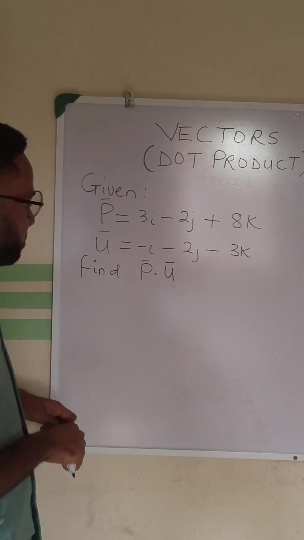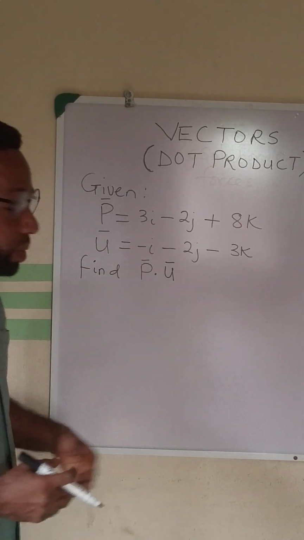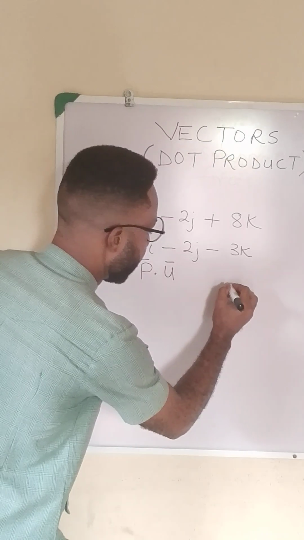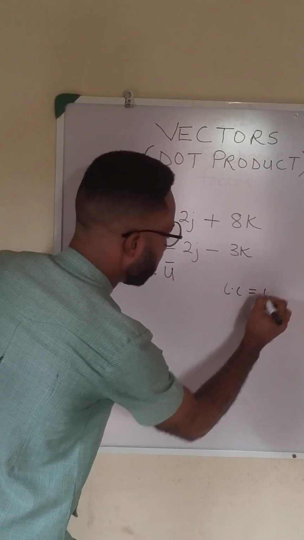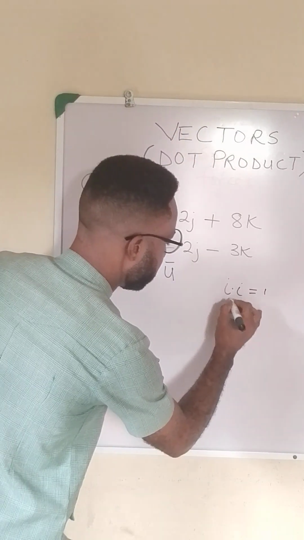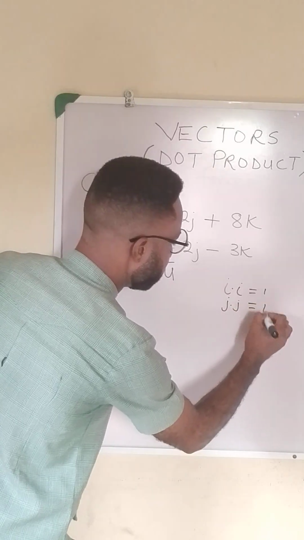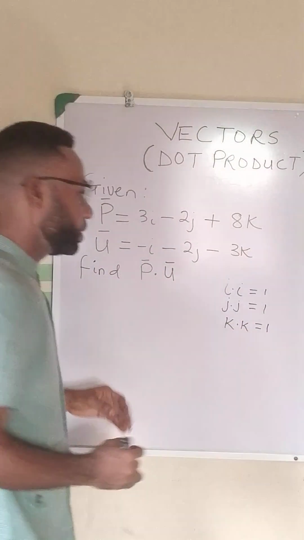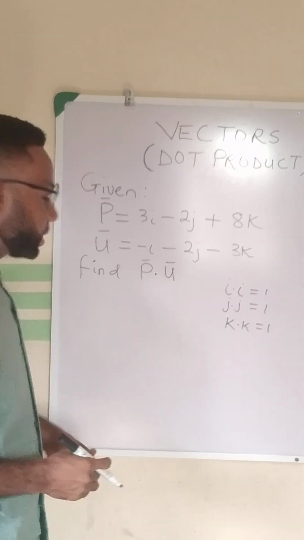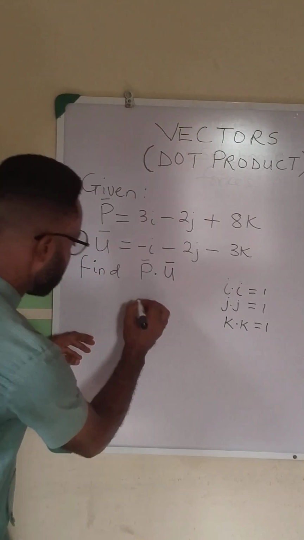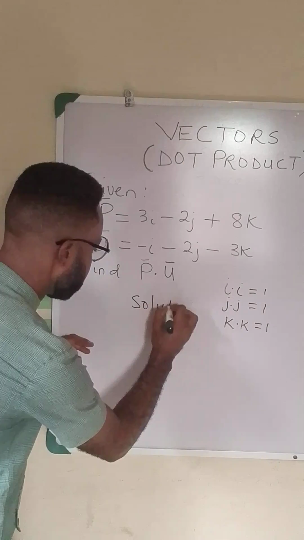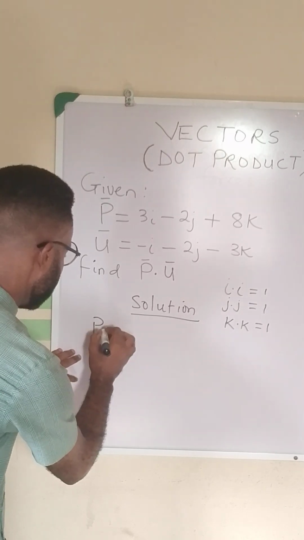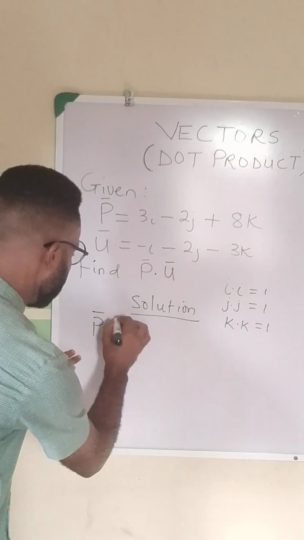And so before we determine this, we have to understand this basic rule of vectors, or dot product, that i dot i is equal to 1, j dot j is equal to 1, and k dot k is equal to 1. So bearing this in mind, we can now solve the question. So we say solution. So we are to determine P dot U.